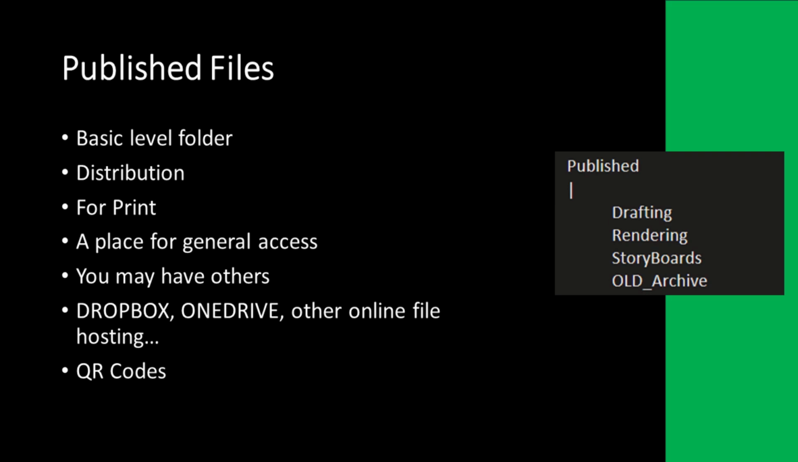So up first, we've got our published files. These are very finished products. They're stuff that you might be pushing out in an email, but you want to store somewhere so that they can be accessible via a link or a QR code or somewhere else that they're stored online, either through a Dropbox or a OneDrive or another kind of file hosting service. This will be a place for general access. Most of these things will probably already be printed and distributed to the proper parties or people involved.